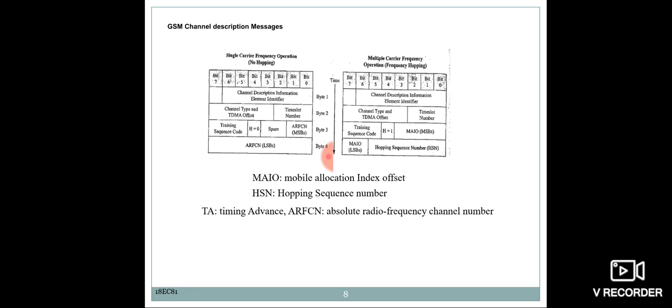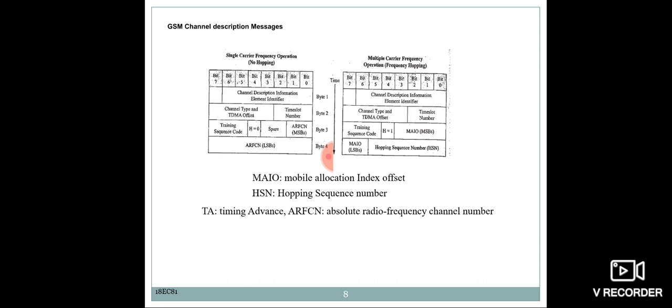Here in this diagram, that is the GSM channel description message, you are able to see that H is equal to 0 and H is equal to 1. When H is equal to 0, it is used for single carrier frequency operation, that is no hopping, and for multiple carrier operation it is H is equal to 1. So, it is going to use the absolute frequency, that is the ARFCN signal, in case of a single carrier. They go for the offset because each and every carrier is going to have different frequencies, so they use the offset.